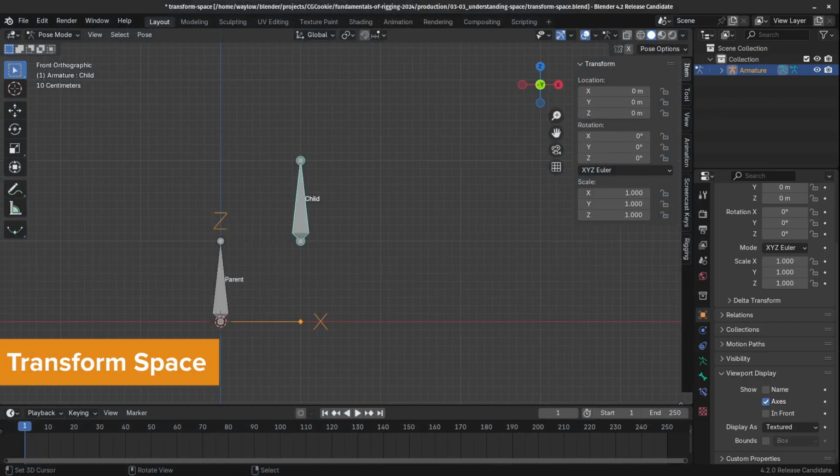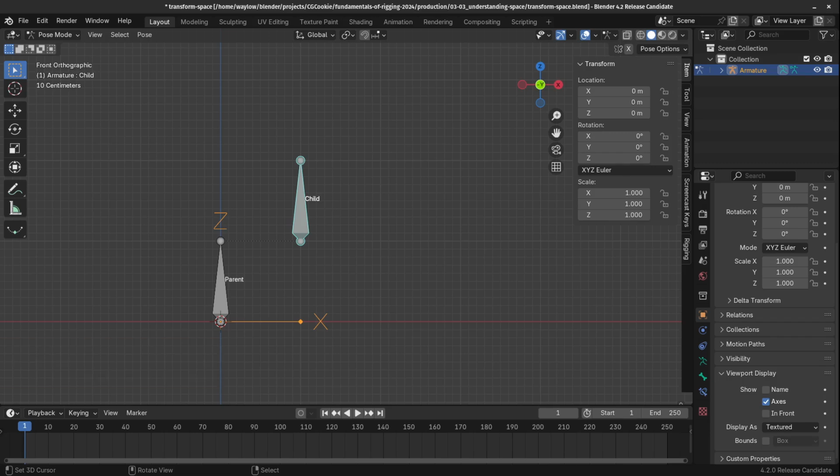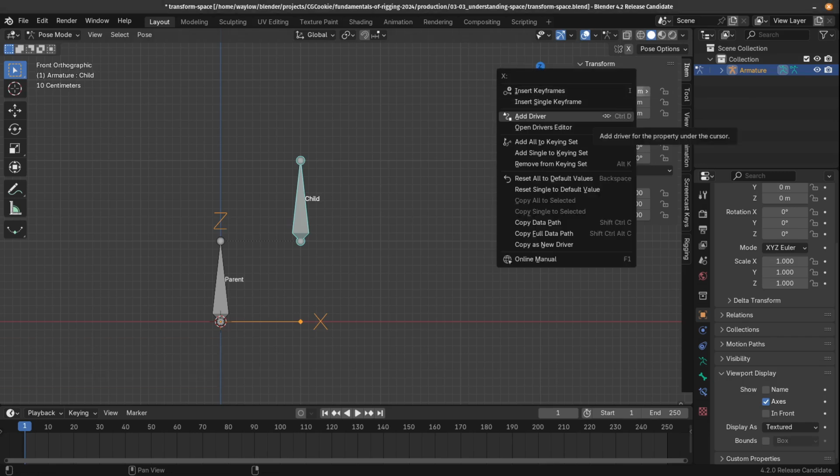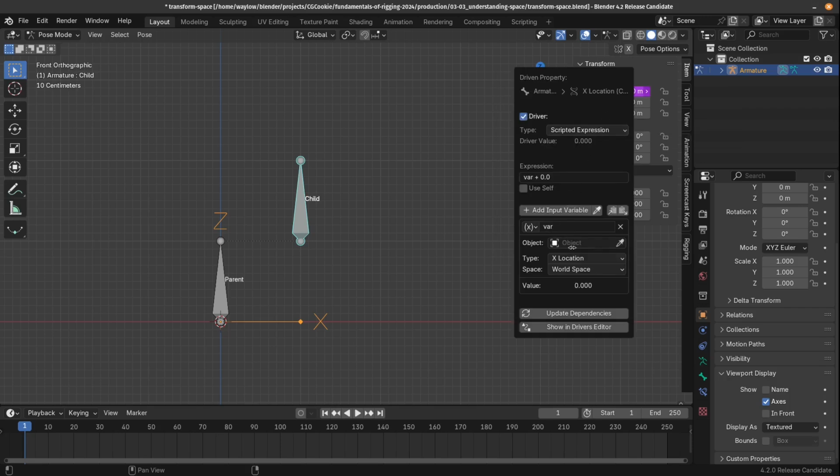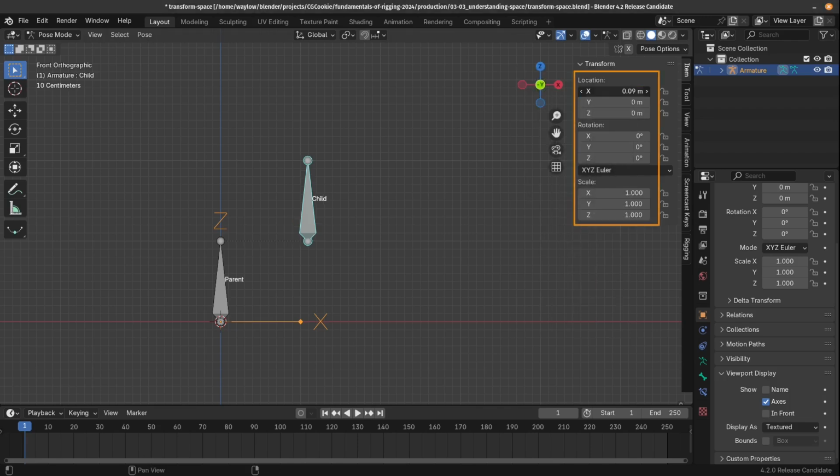The final space I want to talk about is transform space. This one's only available for bones, and more specifically, the drivers on bones. Here you can see me just add a driver, and you'll see that we have this transform space option here. So what is transform space? You can think about transform space as being these raw input values here. If you physically change these in the input boxes, that's what it's going to use.